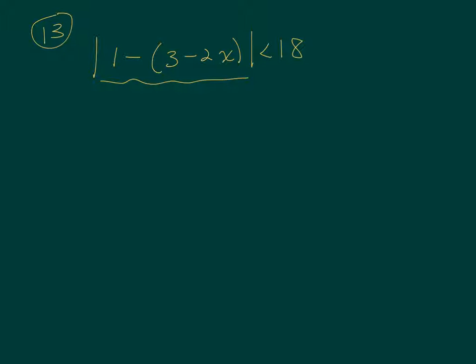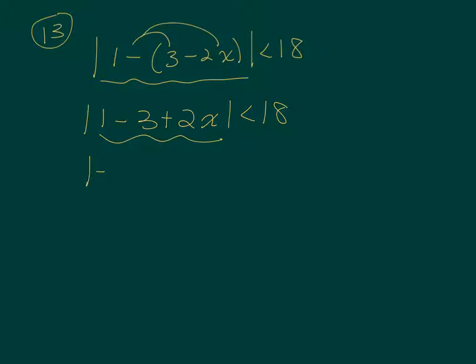Let's go ahead and look at one like number 13. We have the absolute value of 1 minus 3 minus 2x less than 18. So we do have the absolute value by itself over here already. Let's go ahead and simplify inside that. So if I distribute my negative on here, then we get 1 minus 3 plus 2x. If we simplify within there a little bit, we get the absolute value of negative 2 plus 2x is less than 18. Go ahead and break that.